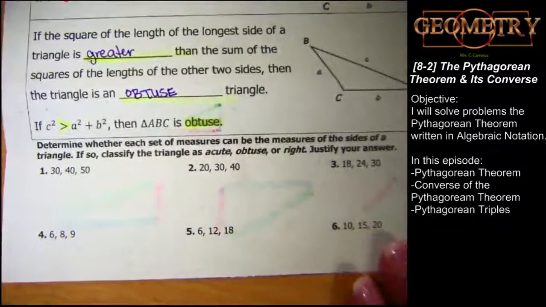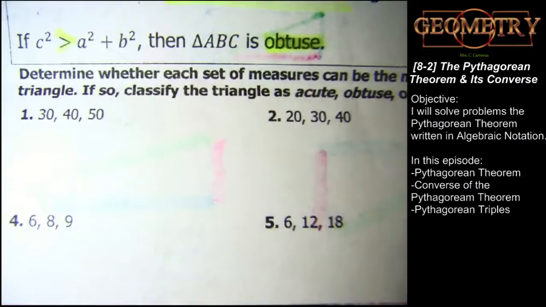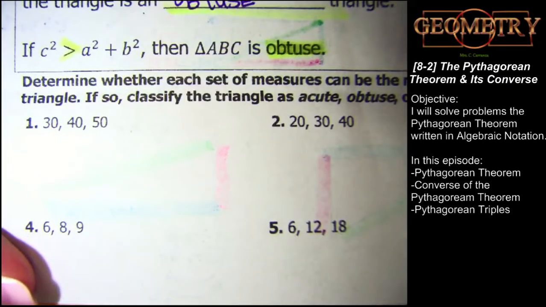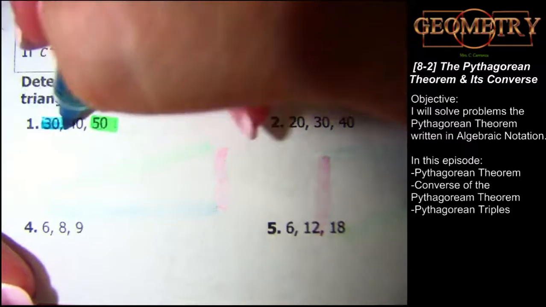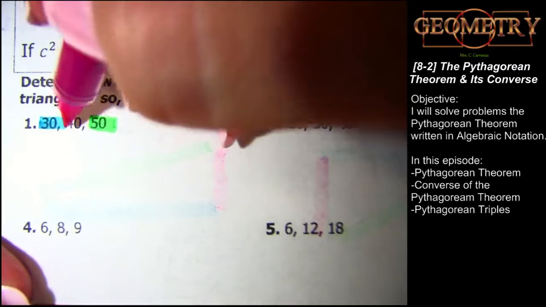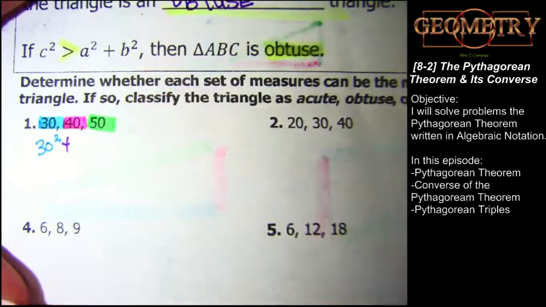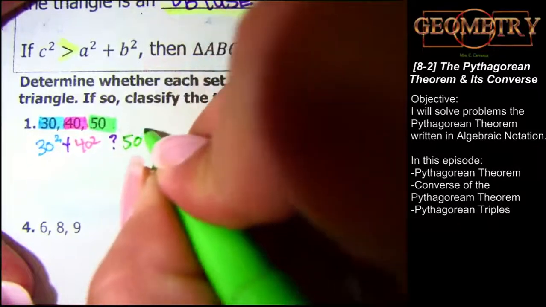Let's practice. Let's look at number 1. All right, which one is the long side? 50, because it's the biggest number. And then the other two sides are going to be A and B. No one cares what order you put them in. I like alphabetical. I'm going to do what feels like the Pythagorean theorem: A squared plus B squared. But this time, instead of saying equal to, I'm going to say I don't know, C squared.